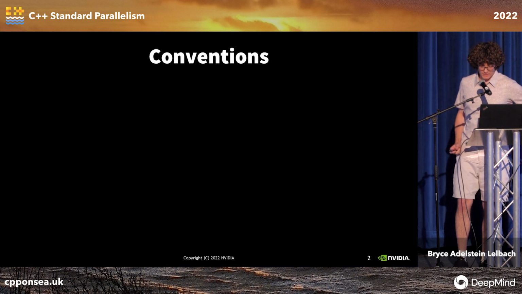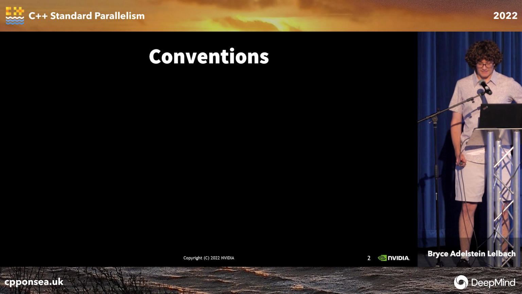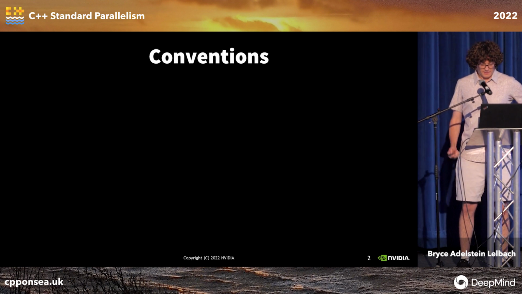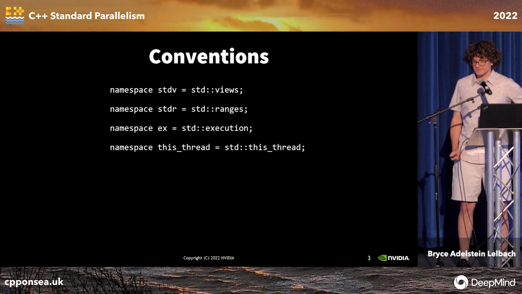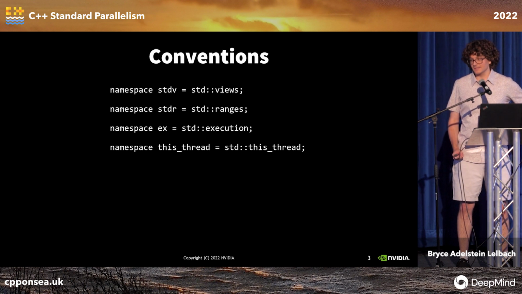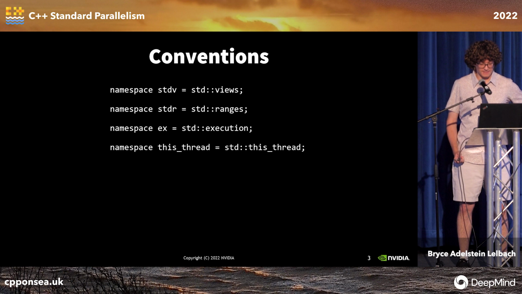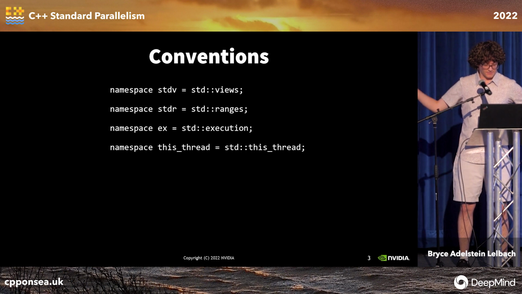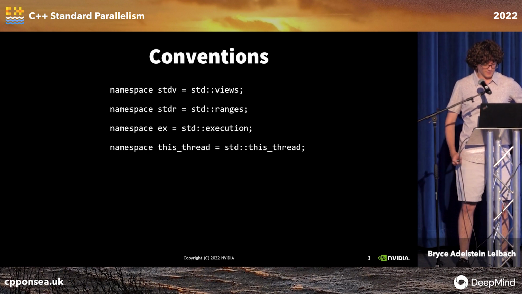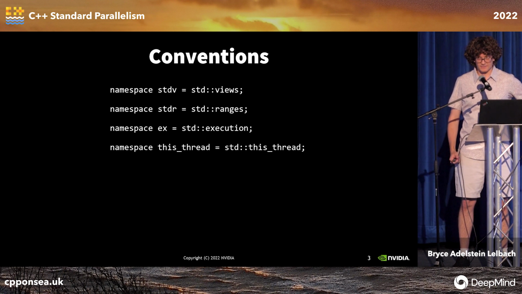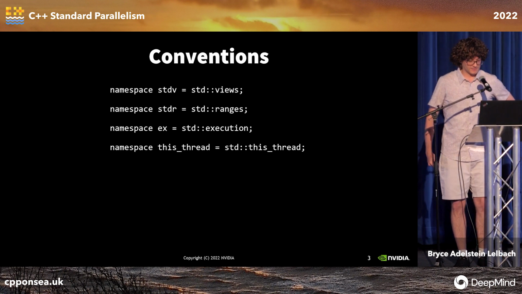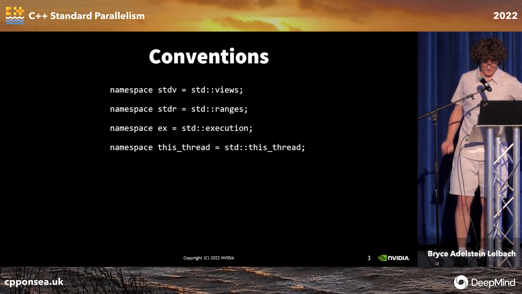So first, a few conventions that I'm going to use throughout these slides in the interest of brevity. Like my predecessor Titus, I really strongly dislike nested namespaces in the standard library, so I'm just going to use these namespace aliases instead. So std_v for std views, std_r for std ranges, and ex for std execution, and this_thread for std this_thread.